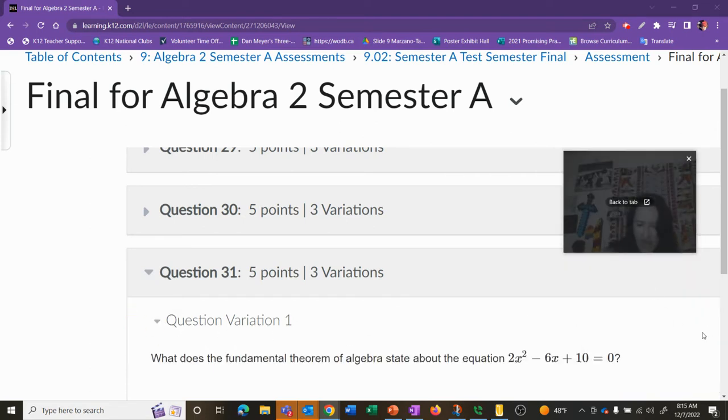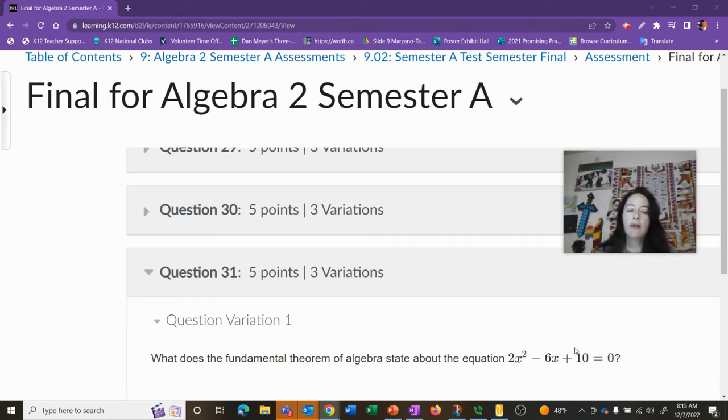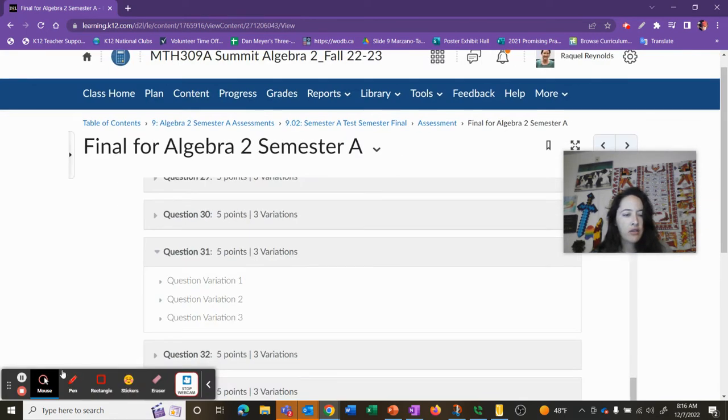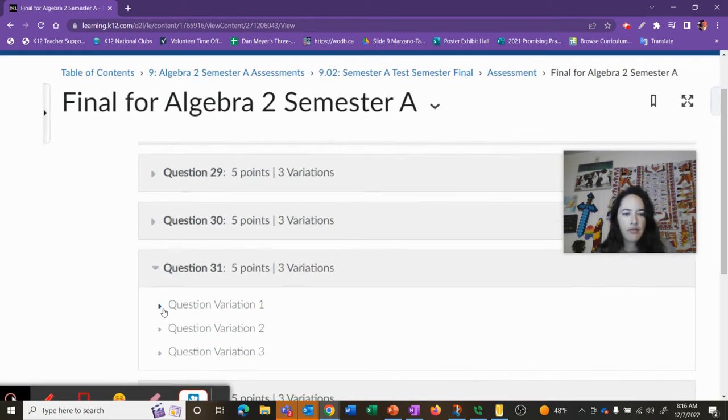Fundamental theorem of algebra: what does it state about this equation? The fundamental theorem of algebra is the fact that every polynomial has as many complex roots as its highest power, or highest exponent term. I'm going to pause and see what they say about that, though. All right, friends.